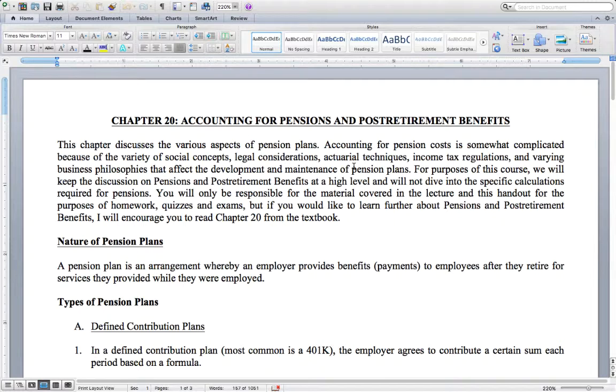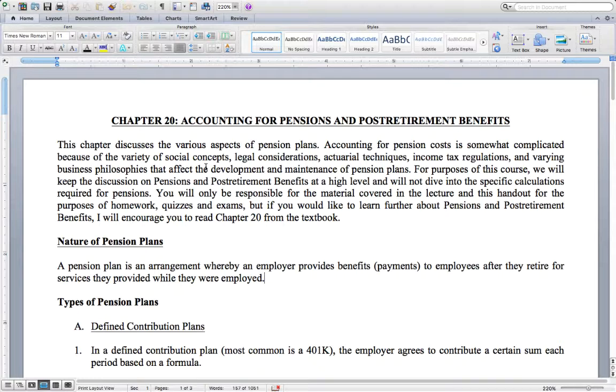You will be responsible for your homework, quizzes, and exams to know the material that is covered in this lecture and the note handout packet that I have provided. I would like to note that there will not be a quiz for Chapter 20, rather just a homework assignment.